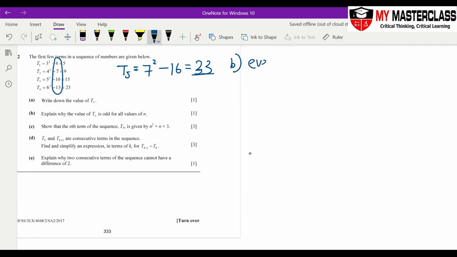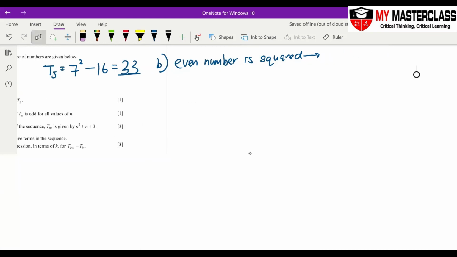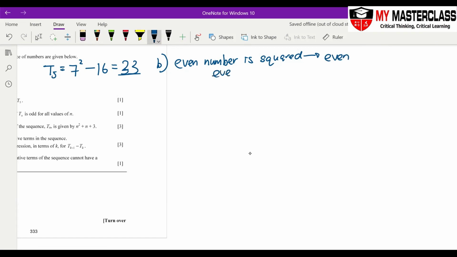When an even number is squared, it will still become an even number square. Will it be even or odd? Even, because 4 times 4, an even number times another even number, will always be even. Okay, and then an even number minus an odd number will always equal odd.